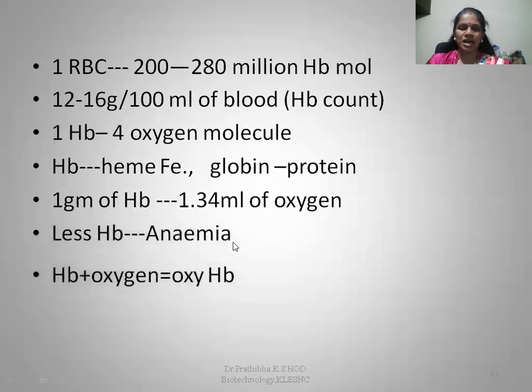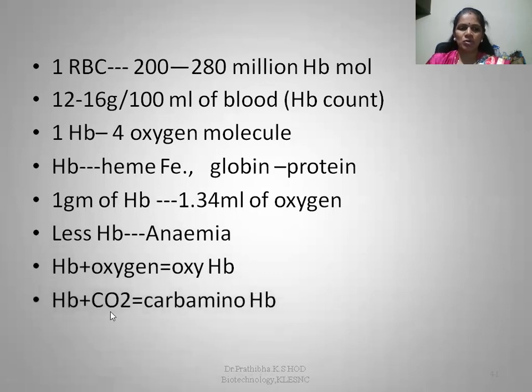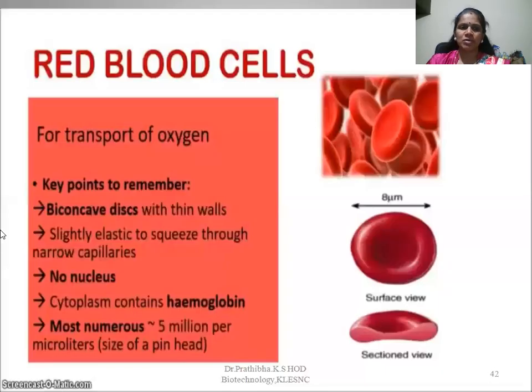Less hemoglobin causes anemia. Hemoglobin when combined with oxygen is oxyhemoglobin. Hemoglobin when combined with carbon dioxide is carbaminohemoglobin. Hemoglobin with carbon monoxide is carboxyhemoglobin. Here you can see the diameter of the red blood corpuscle, 8 micrometer. Then here this is the surface view. They play a very important role in transport of oxygen.